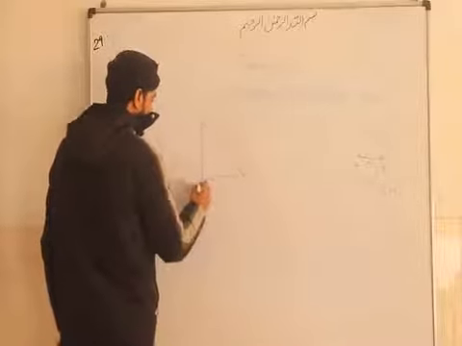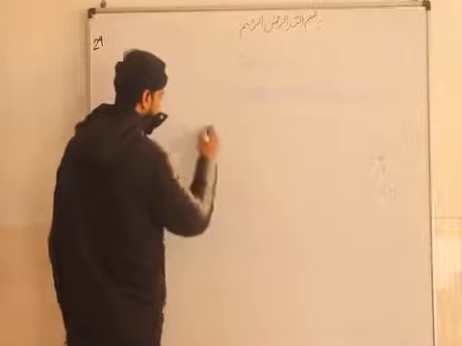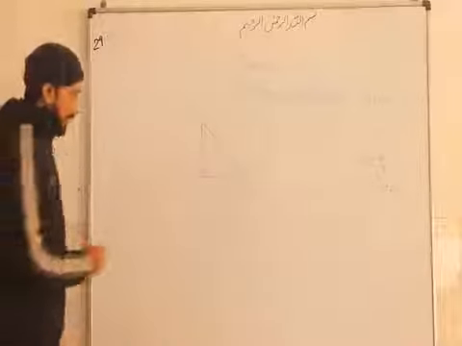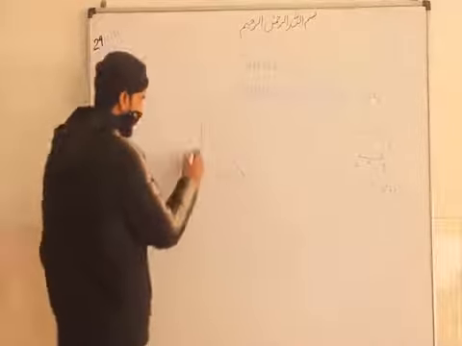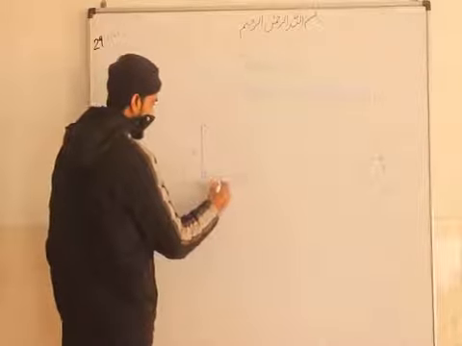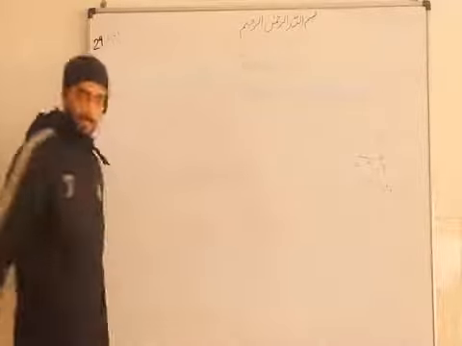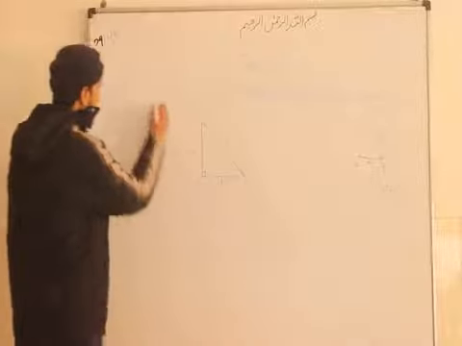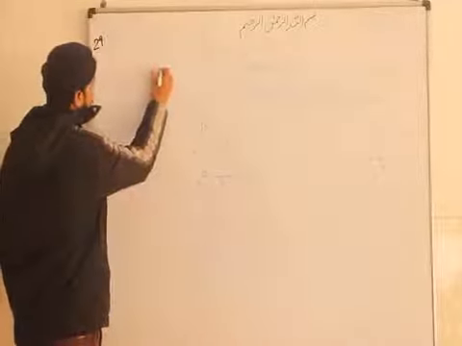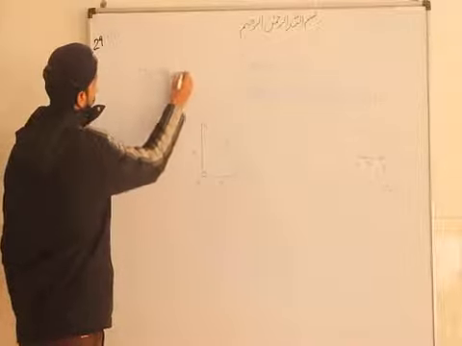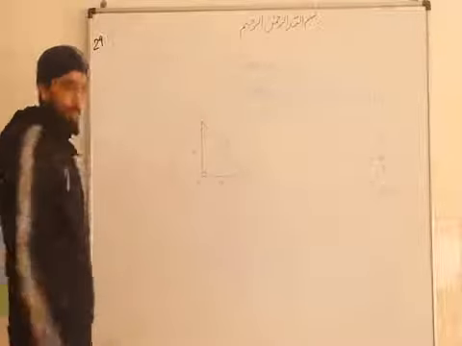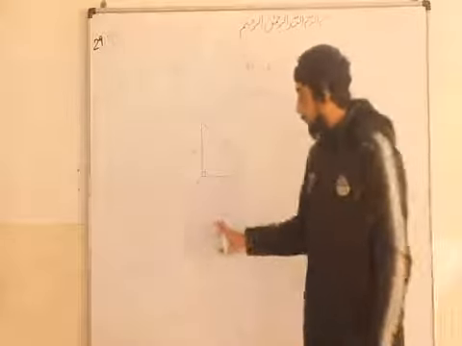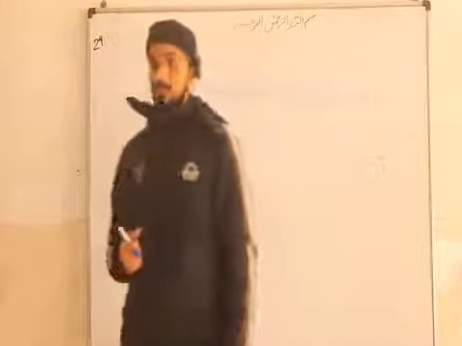Suppose this is a triangle ABC. This is the right angle, and we can assume these sides: suppose this is A, this is B, and this is C. Fine. So according to the theorem, we can say that C square is equal to A square plus B square. This condition we have to prove, and how do we prove it? For proving this we need some constructions.